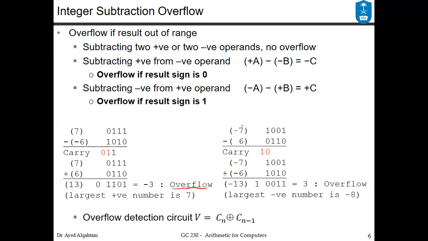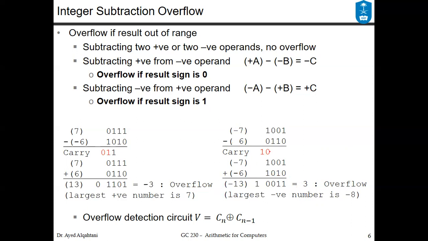If we subtract minus 7 from 6, what we did is convert the subtraction to addition, and the 6 we change to negative 6 by taking the 2's complement. You notice 0110 is going to be 1010: we copied the 0 and then the 1, and then flipped after that. Then we did the addition, and we had a result of negative 3. And you can see the same observation: this is negative, and the first operand is positive. This also causes an overflow for the subtraction.